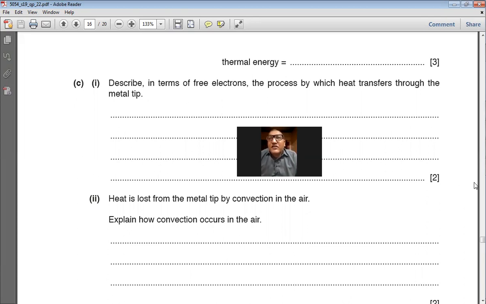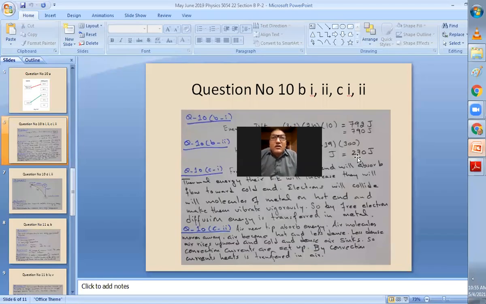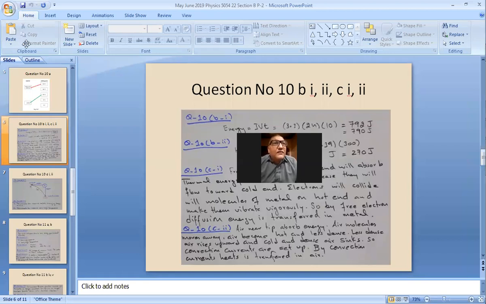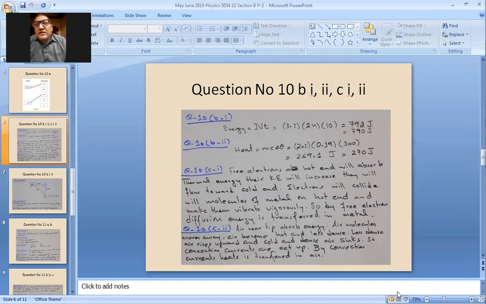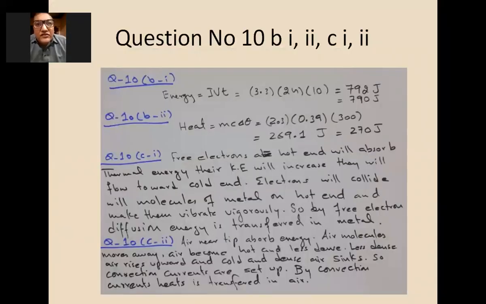Let me show you my answer. I've written this answer. Okay. So what will happen? Here we go. Let's increase the size. Okay. So free electrons at the hot end will absorb thermal energy. Their kinetic energy will increase. They will flow towards cold end. Electrons will collide with the molecules of metal on the hot end. Here I should have written cold end. This word should be cold end, and make them vibrate vigorously. So by free electron diffusion, energy is transferred in the metal.